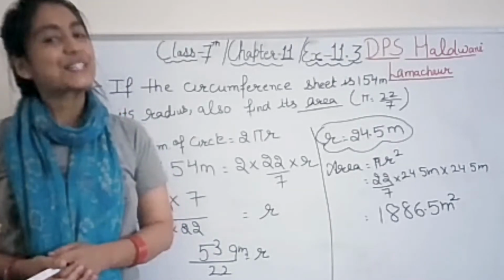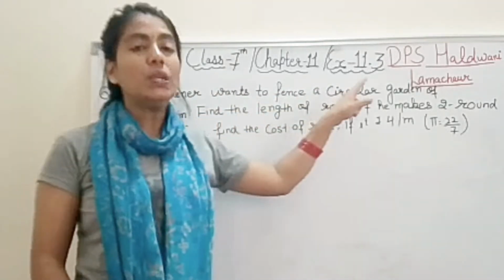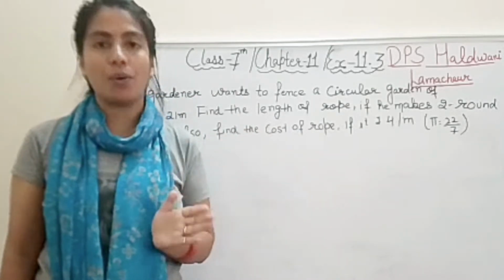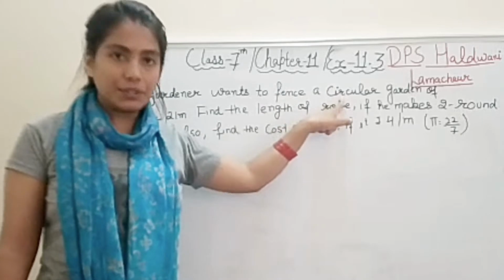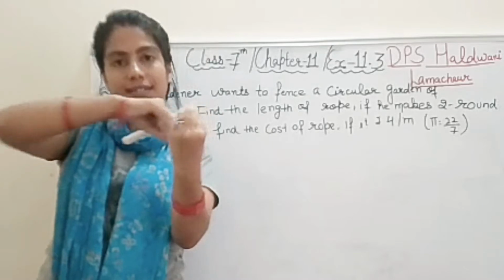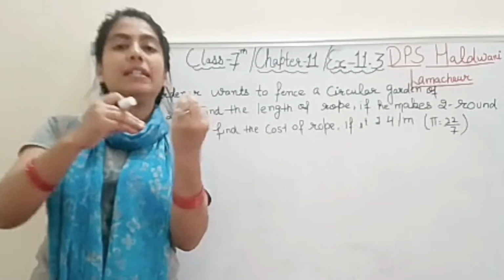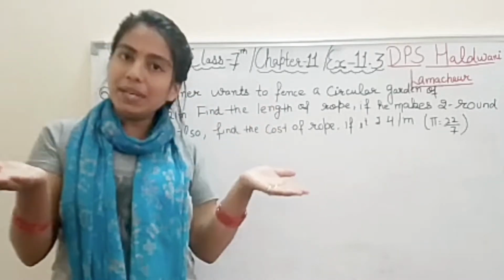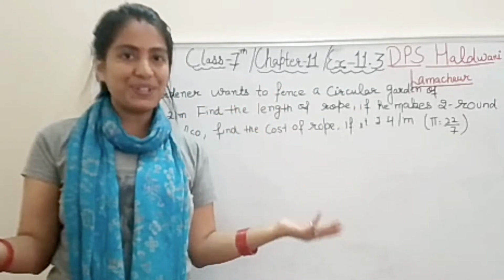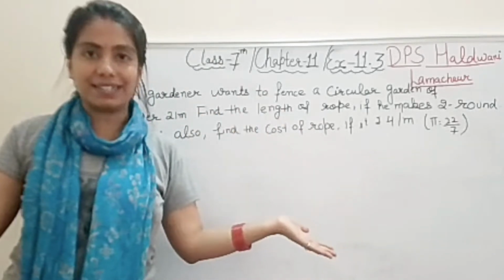Now coming to our next question. Question number 4 we have: a gardener wants to fence a circular garden. Students, the same type of question we have done in square or rectangular form, but now the shape is circular. The circular garden is there and he wants to fence. So fence, you know student, is outside. Whenever the outside is involved, you will find out the perimeter, and for a circle it is called circumference. Very simple student. So first of all you will take out the circumference of that circular garden.